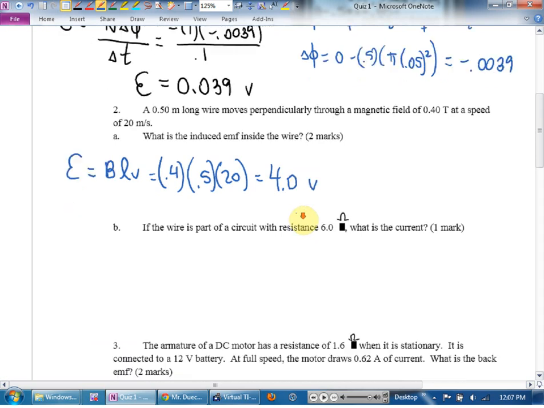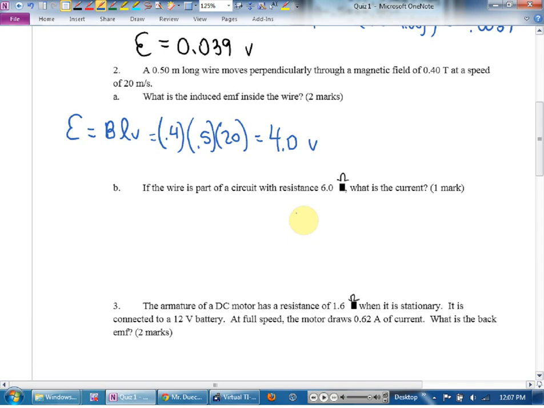If the wire is part of a circuit with resistance 6 ohms, what's the current? Okay. Current is voltage divided by resistance. We have 4 volts divided by 6 ohms. 0.667 amps. 2/3 of an amp.